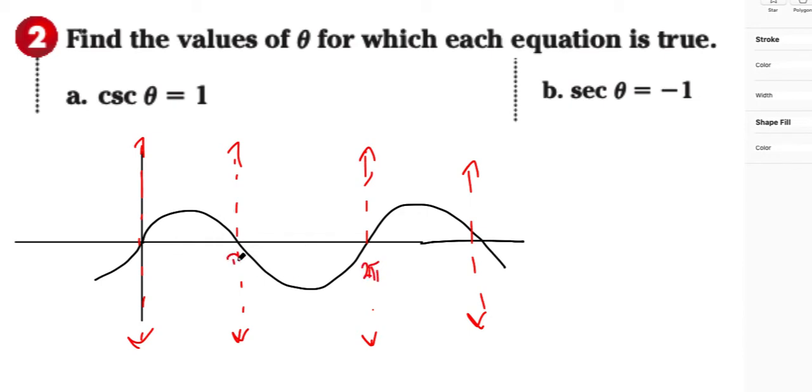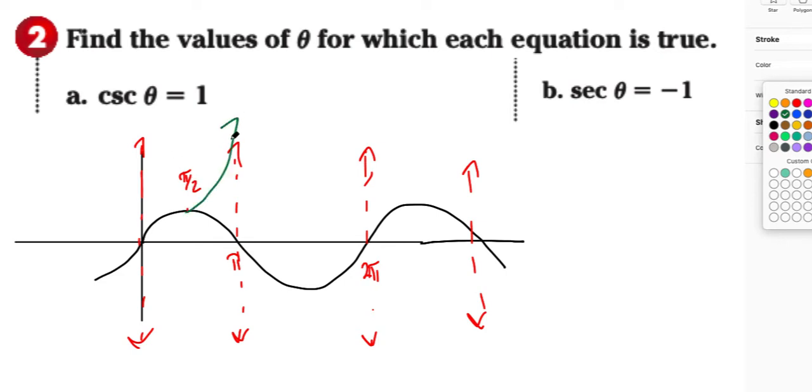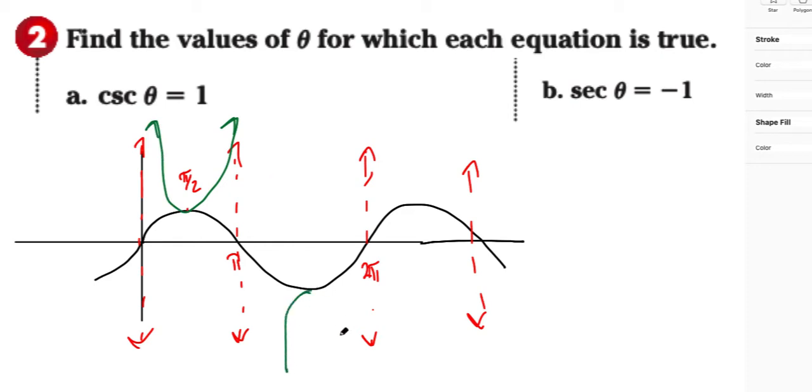This has to be pi. This has to be pi over 2, right? And if the sine is 1, then the cosecant has to be 1 as well. So I'm just demonstrating right now. We don't really need all this to answer this question. I'm just demonstrating how I would draw the graph of the cosecant.